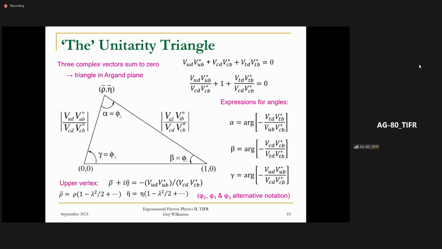These are not complex. So these angles alpha, beta, and gamma, you should be aware that there's an alternative notation which is popular in Japan, which is phi 1, phi 2, phi 3. Rather annoyingly, phi 1 starts with beta, so phi 1 is not alpha, phi 1 is beta, and phi 2 is alpha. That's something I often forget, but I will be using alpha, beta, and gamma because that's the notation which is used both at CERN and also in the US.